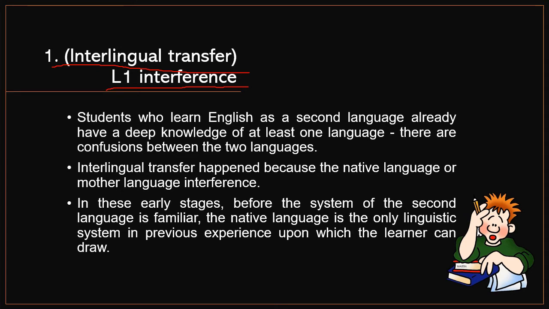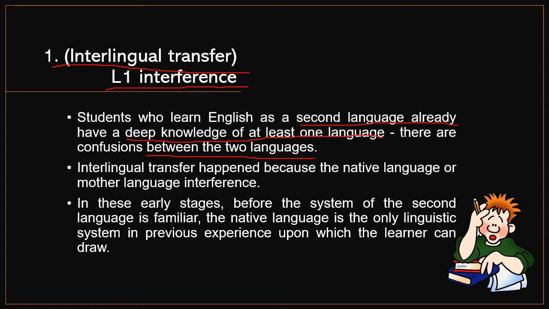So again, as a review, L1 or first language is also considered as our mother language or our native language, meaning this is the first language that we have learned since we were little. So students who learn English as a second language already have a deep knowledge of at least one language, which is their native language. And because of that, there are confusions between the two languages. So students now are confused, most especially if the two languages consist of different grammatical structures.